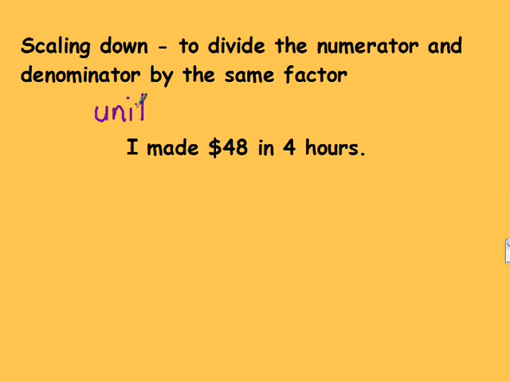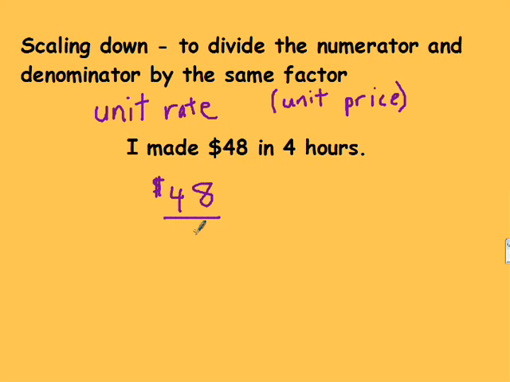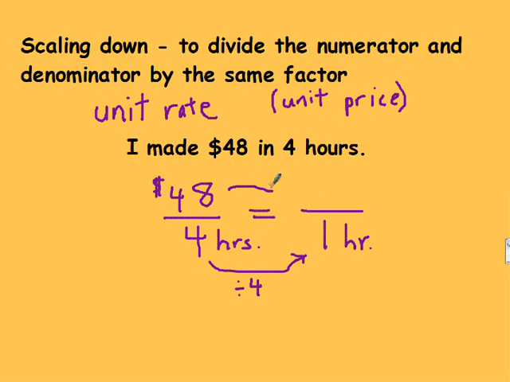Scaling down is a useful way to find the unit rate. And if we're talking about prices, then it's also called a unit price. You might see that in a grocery store. So if I made $48 in 4 hours and I want to figure out my hourly rate, I need to make the bottom number 1, and I know that 4 divided by 4 is 1, so I'd have to divide the top by 4, and I'd find my unit rate, $12 per hour.